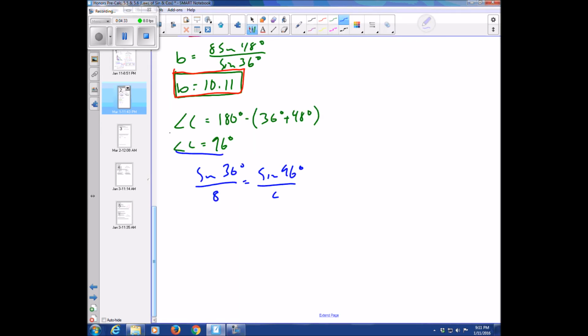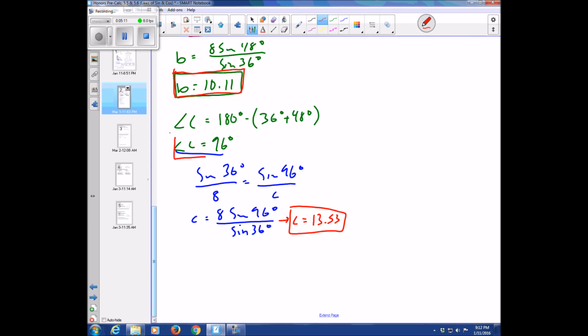Then we multiply c on both sides and then multiply by the reciprocal of sine of 36 over 8. And that gives us c as equal to 8 sine of 96 degrees over sine of 36 degrees. And that gives us our side little c as 13.53. And those are all the dimensions.